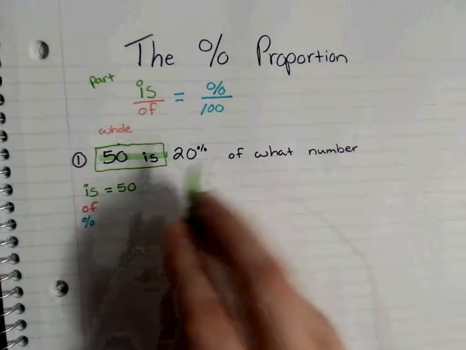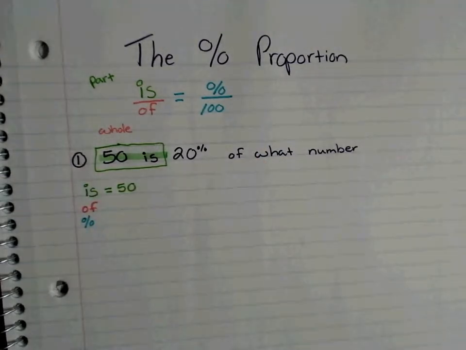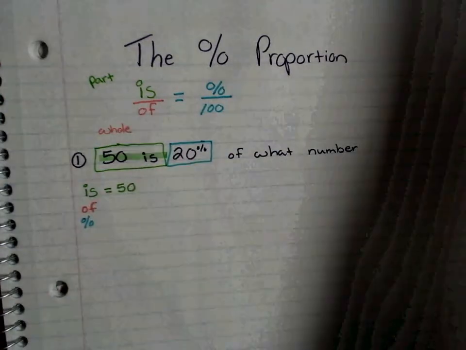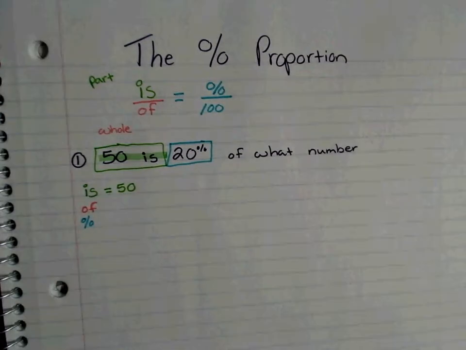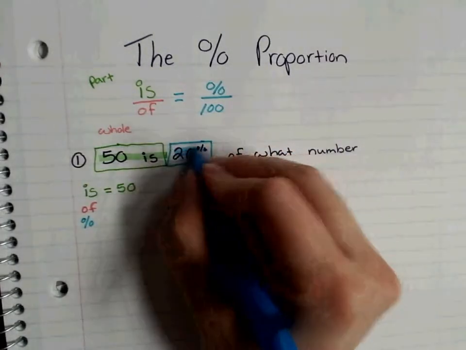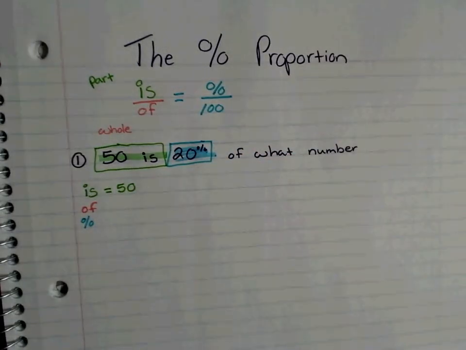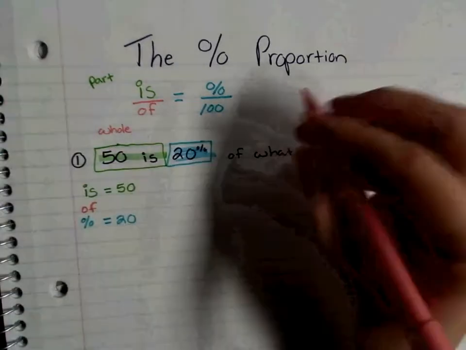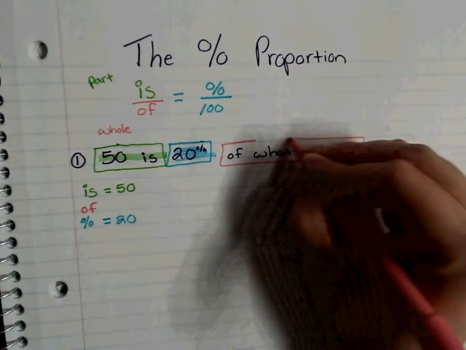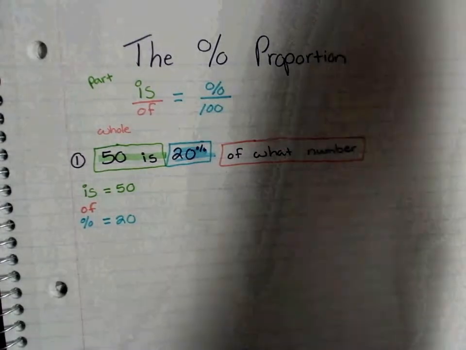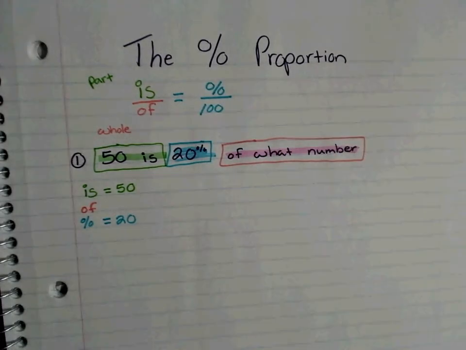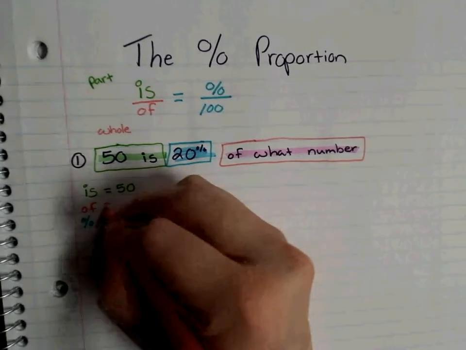Now the 20. What is that? The percent, because it has that percent sign right attached to it. The only time that it's considered to be a percent is if it's got the percent sign attached to it. So we know that the percent is 20. Of what number? That's the value that's missing, so what do we call it? A variable. And we usually just fill it in as the variable x. So we know the of is missing, we're going to put it as an x.